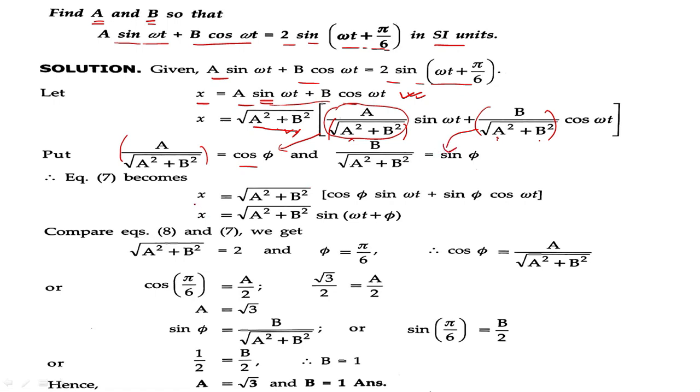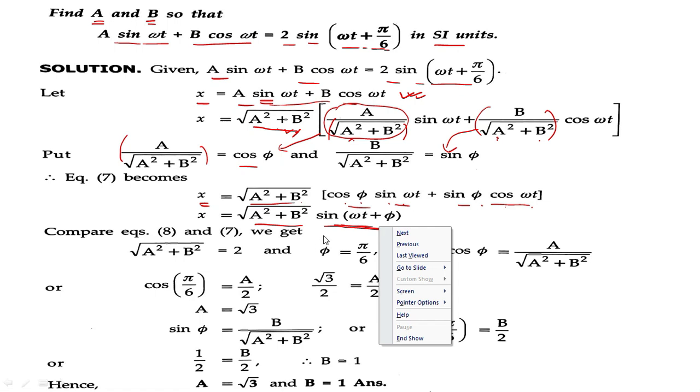So the equation x equals the square root of a squared plus b squared times cos phi sin omega t plus sin phi cos omega t. That will be cos a into sin b plus sin a into cos b, which is the expansion of sin of a plus b, because sin of a plus b means sin a cos b plus cos a sin b. So x is the square root of a squared plus b squared times sin of omega t plus phi.